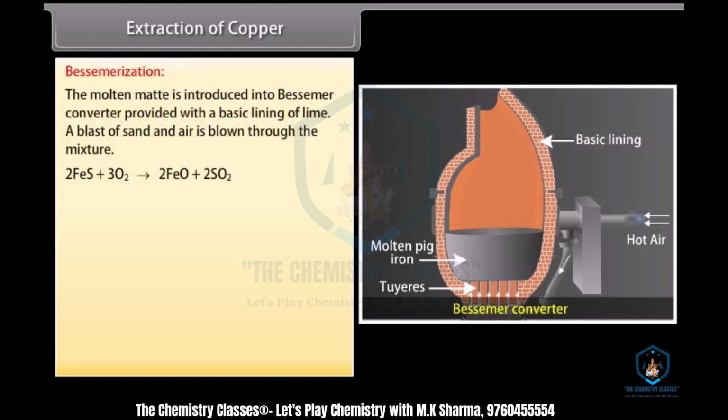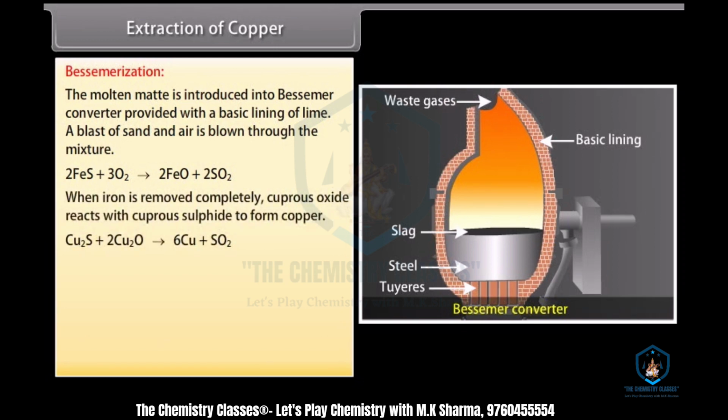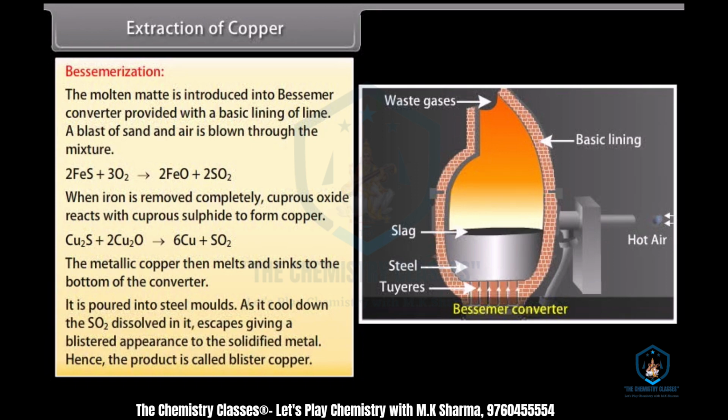Bessemerization. The molten matte is now introduced into Bessemer converter provided with a basic lining of lime. The blast of sand and air is blown through the mixture. FeO is removed as FeSiO3. When iron is removed completely, cuprous oxide reacts with cuprous sulphide to form copper. The metallic copper then melts and sinks to the bottom of the converter. It is poured into steel molds.